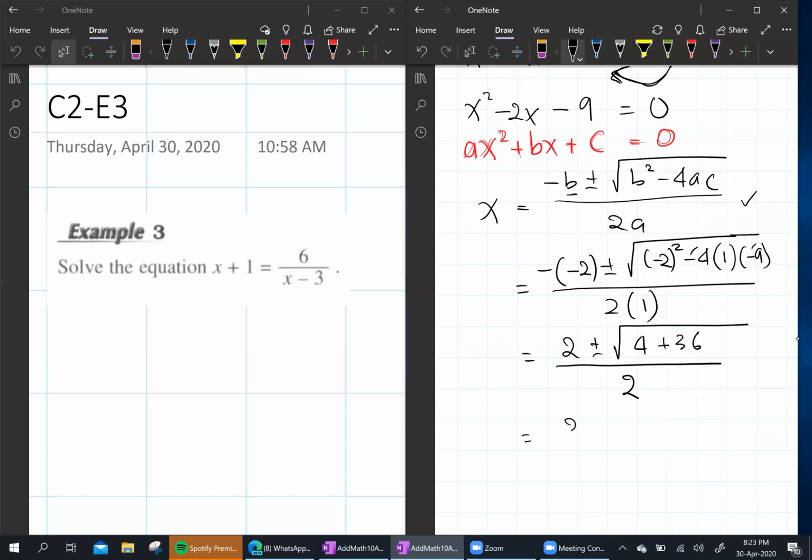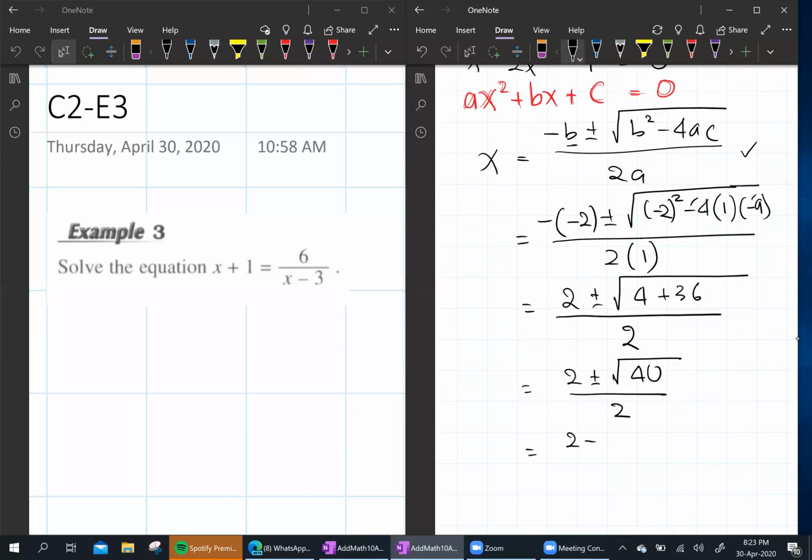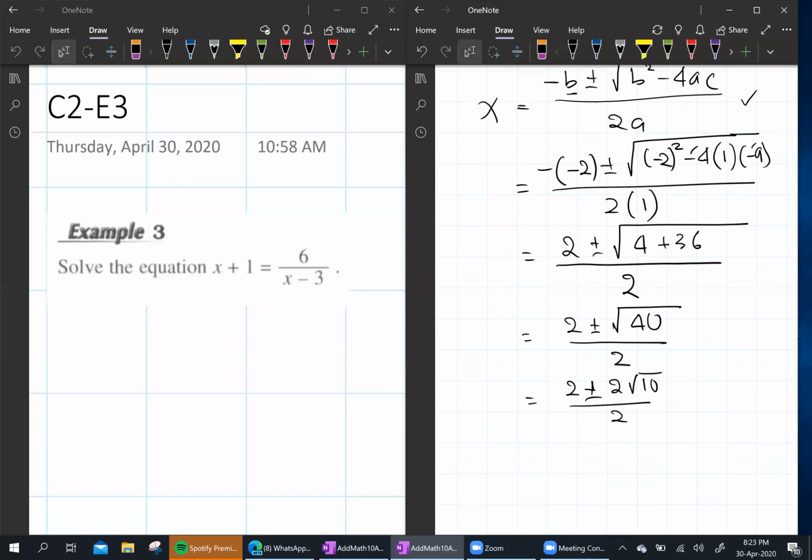So equals to 2 plus minus root 40 over 2. Yes. So equals to 2 plus minus 2 root 10 over 2. Why must put 2 root 10, teacher? 40 is 2 root 10. All right, 40 is what? 2 times 2 times 10 is 40, isn't it? Yes. So 2 you can take out, root 10.